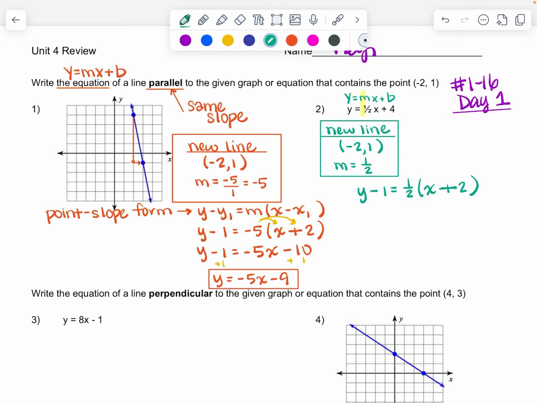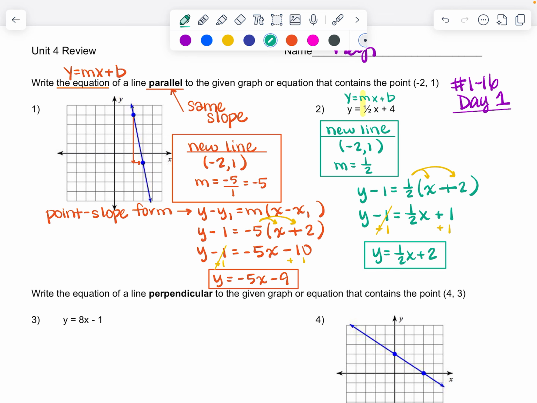Now we need to distribute and move the constant. It's the same 2 steps every single time. So we're going to distribute first. So y minus 1 equals 1/2 x, and half of 2 is positive 1. And then the last thing I need to do is add the 1 to get the y by itself. All right, so those will cancel. Same thing here, I'll cancel those out. And that's going to give us y equals 1/2 x plus 2. And there we go.